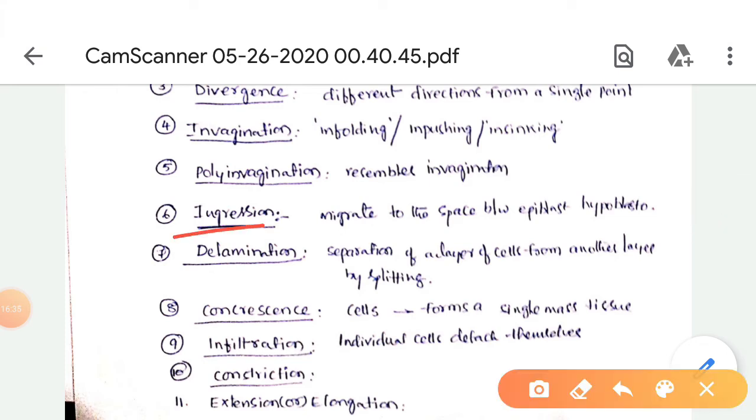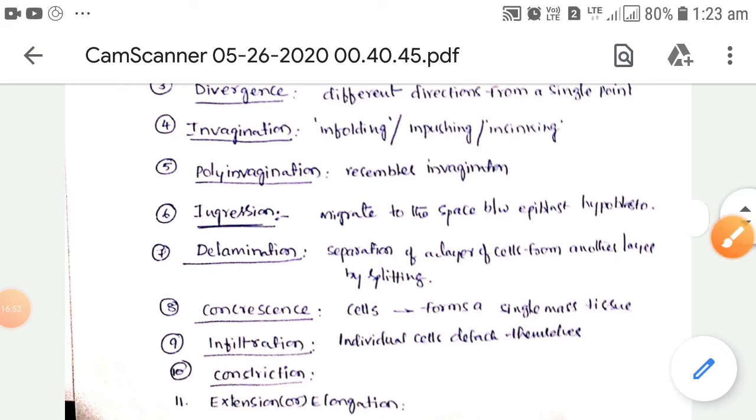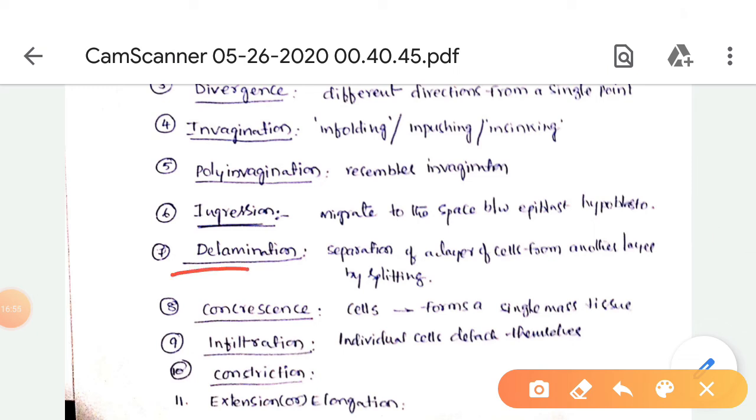Ingression means it is present in the reptiles, birds and mammals. During this phenomenon, individual cells or group of cells are separated from the primitive streak and they migrate into the space between epiblast and hypoblast. And another one, delamination. Delamination means separation of a layer of cells from another layer by a splitting process.